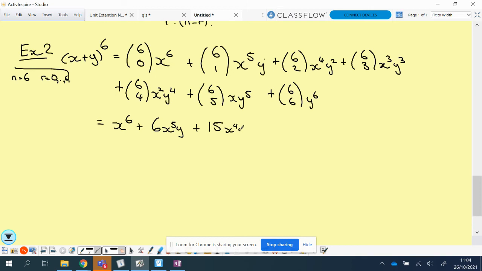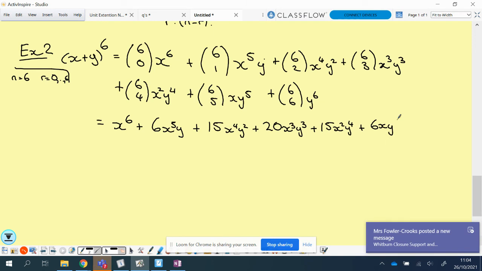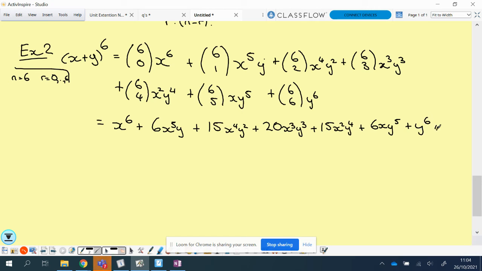X to the power 4 y squared plus 20 x cubed y cubed plus 15 x squared y to the power 4 plus 6 lots of x y to the power 5 plus 6 choose 6 is 1, y to the power 6. Okay, so if you check back in Pascal's triangle, we wrote down row 6, those were the constants that were in row 6. 1, 6, 15, 20, 15, 6, and 1.